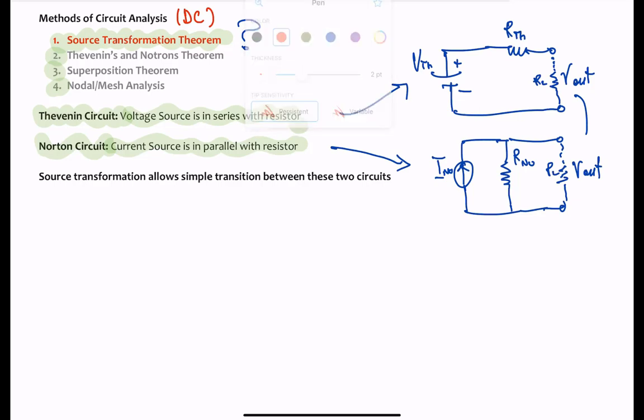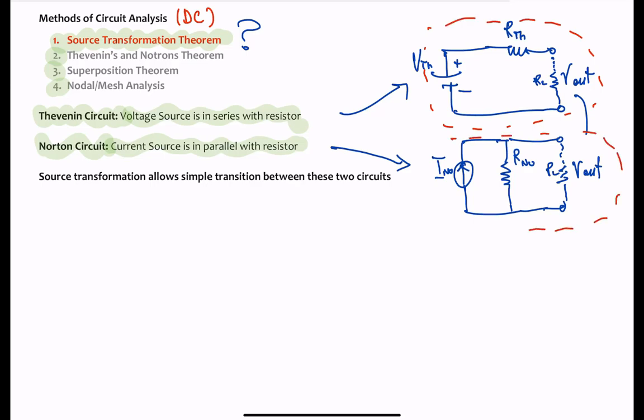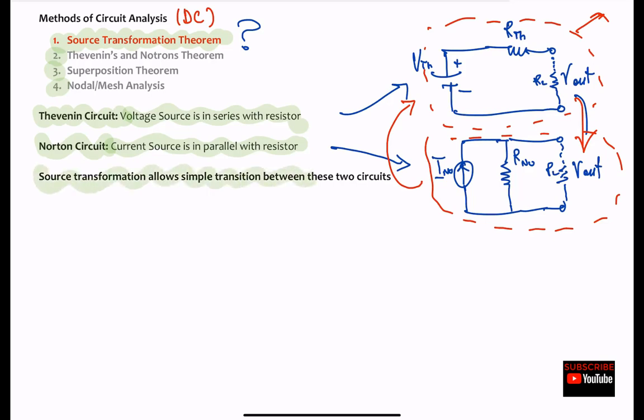So if you have a circuit which looks like this, you can actually convert this circuit into something that may look like this. And similarly, you can do it vice versa. If you have a circuit like this at the bottom, you can convert it to something like what you see over here at the top. What is the conversion process? Again, source transformation allows the simple transition between these two circuits. So what is the conversion process then?